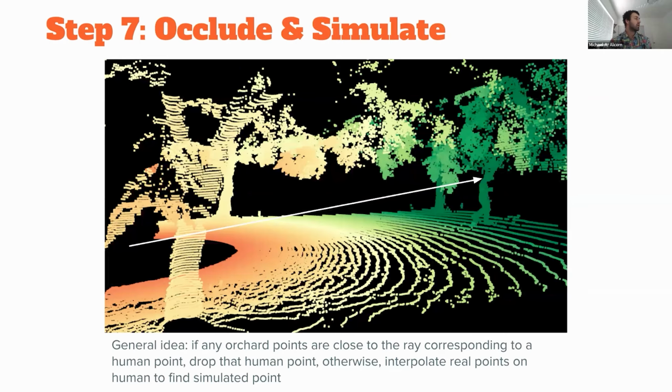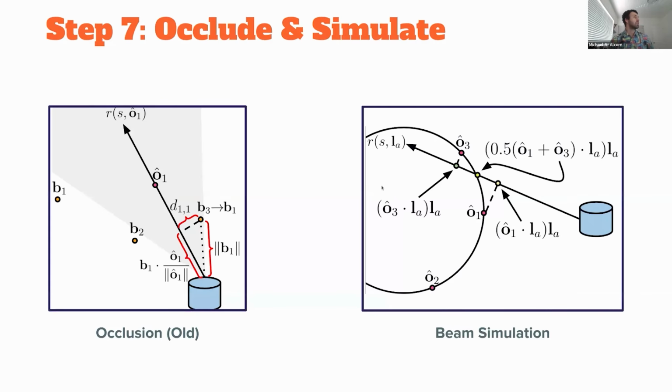We need to figure out how to occlude and simulate those final points. The basic idea is that if any of the orchard points are close to the ray corresponding to a human point, we should be dropping that human point. Otherwise, we will be interpolating real points on the human to find the simulated points. So this is the basic setup here for these two steps. These figures come from the paper, which is linked to in the slides, but goes into more mathematical detail. Anyway, they're basically the inverses of each other.